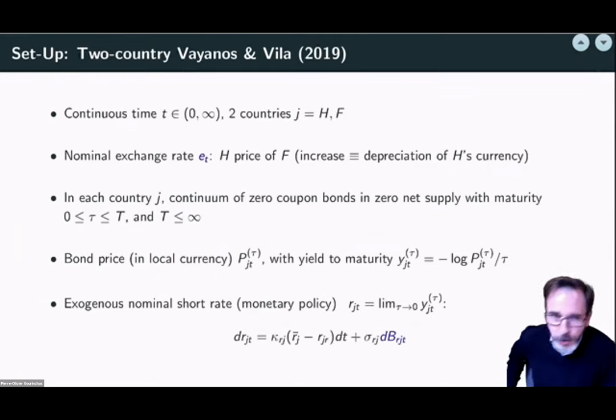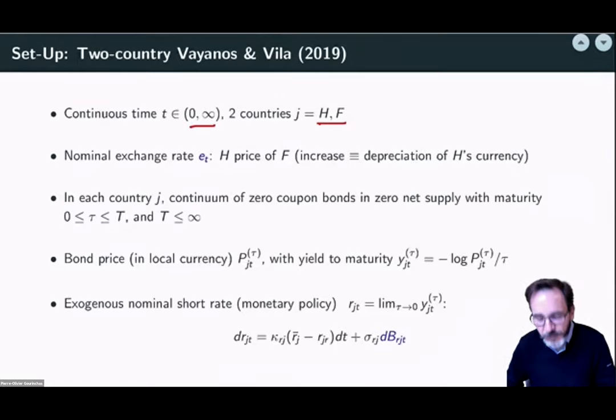Okay, so let me walk you through the setup here. We're going to think about two countries. I'm going to call them home and foreign, and we're going to do things in continuous time, so time is going to run from zero to infinity. For future reference, I'm going to call E_t the nominal exchange rate between home and foreign. The convention we're going to use is the same as in Jeremy's paper, which is that when E_t goes up, it's a depreciation of home's currency and therefore an appreciation of foreign's currency. Foreign currency becomes more expensive in terms of the domestic currency.